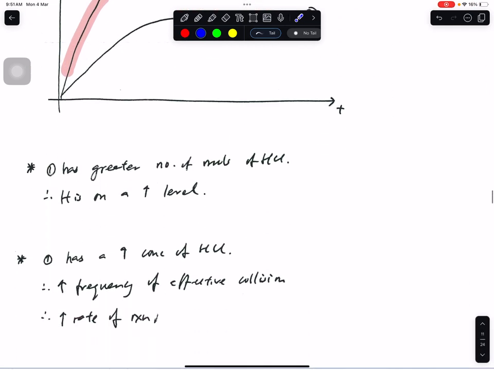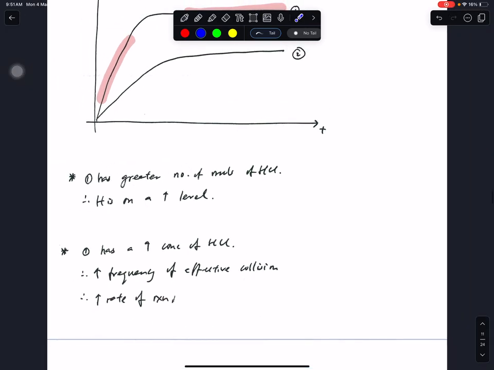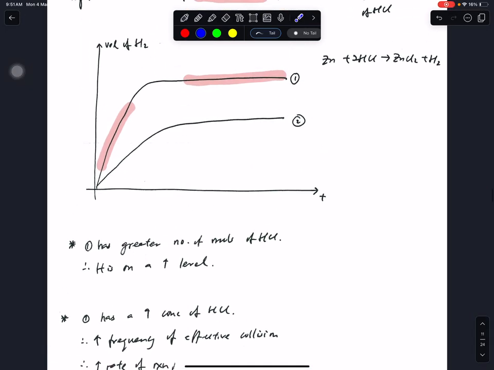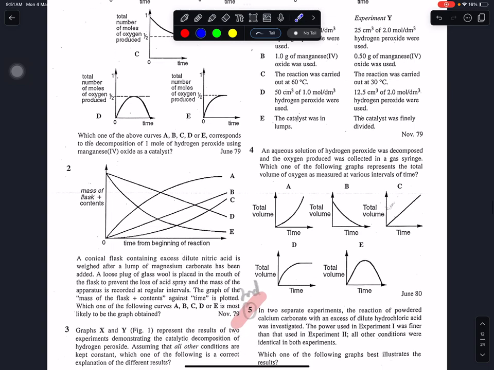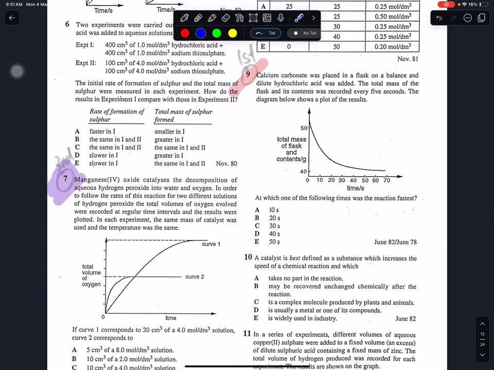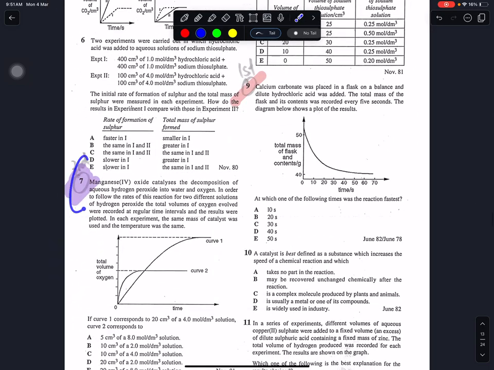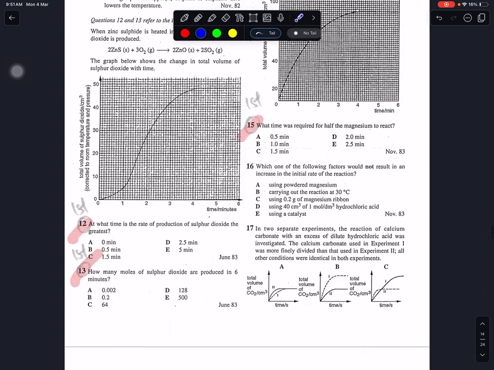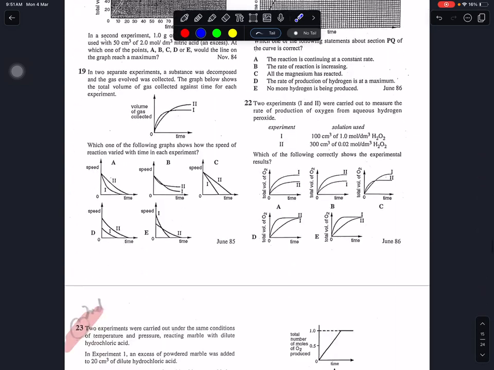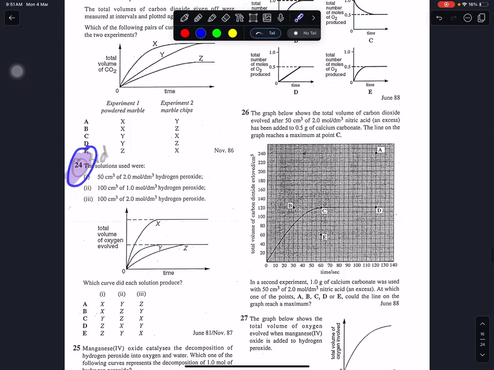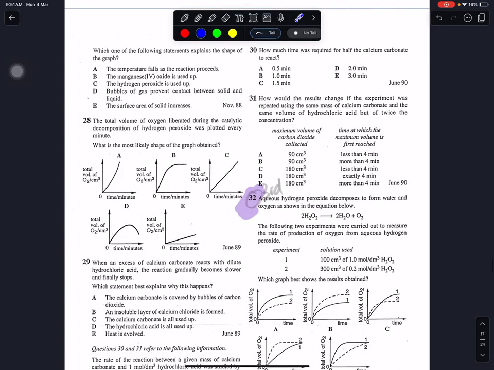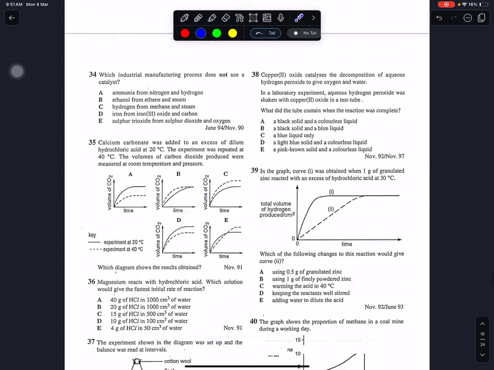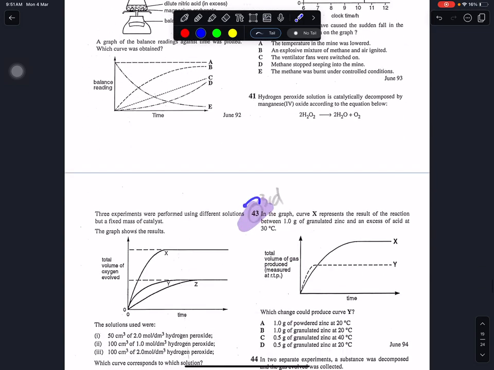Based on this, the explanation is exactly the same as before, so you can take a look, and then you can try some questions. At this point in time, I'll give them some MCQ. So you can see question 7, question 24, question 32, and then question 43.